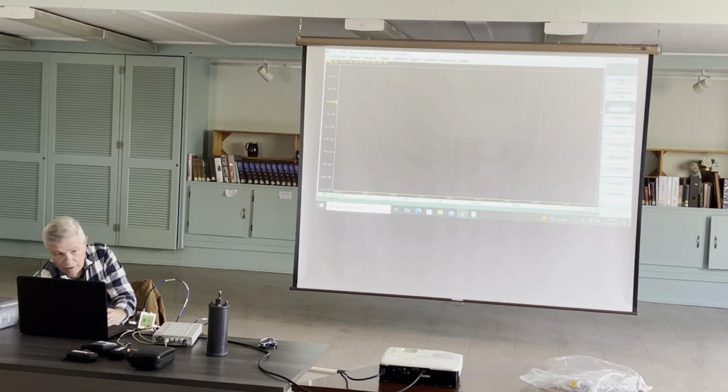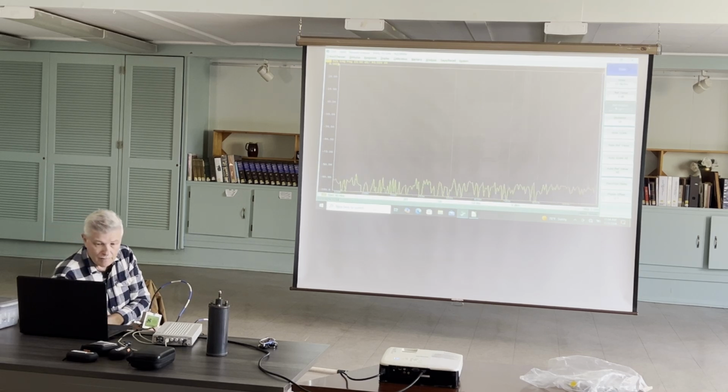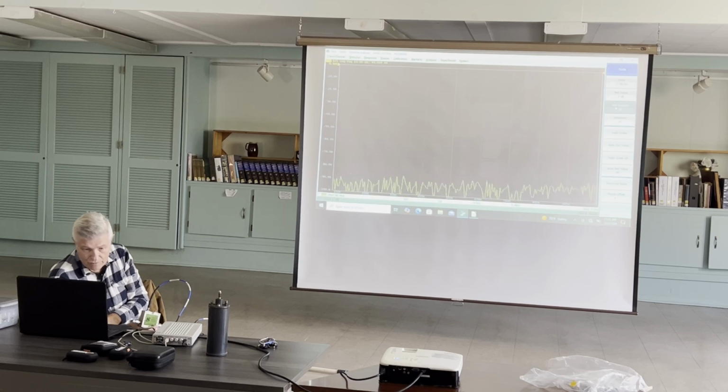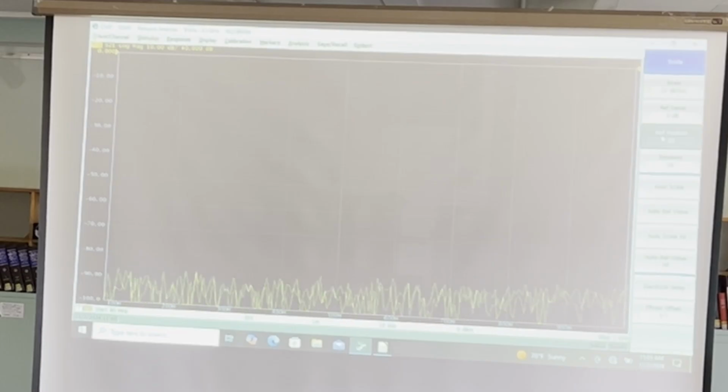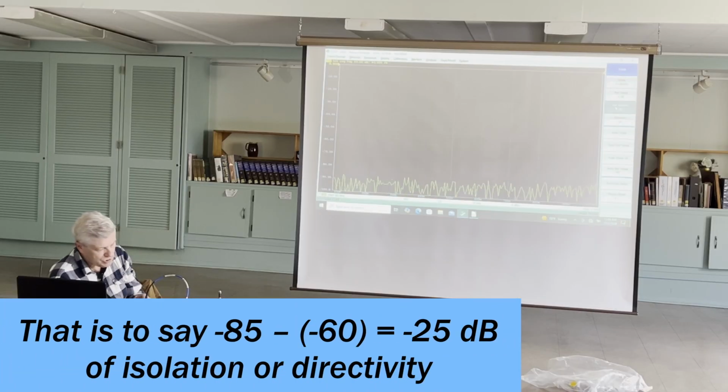Let's go up to the top. And that is now the directivity, because what we're looking at is the energy that's leaking into this port from the forward direction. But notice it's down somewhere in the 80s, minus 80. So in other words, you would take 85 and subtract that away from 60, and you get about 25 dB of directivity. These couplers don't exhibit the best directivity.